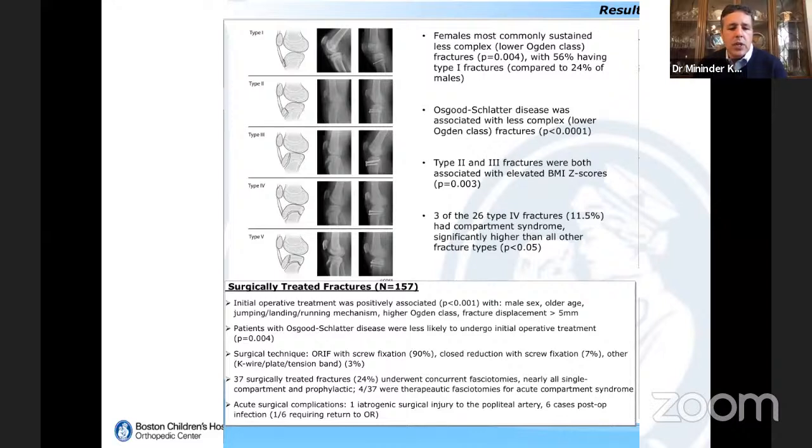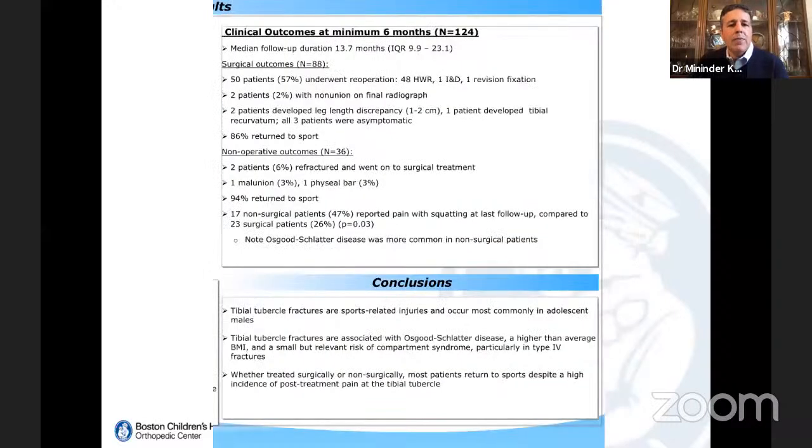A quarter of the patients underwent fasciotomies. Most of these were prophylactic and of the anterior compartment fascia. In terms of complications, there was one iatrogenic injury to the popliteal artery from a bicortical screw, and then six cases of infection, one requiring irrigation and debridement. At follow-up, minimum 6 months, we found that 57% of the patients underwent reoperation. Almost all of these cases were hardware removal, so screw removal. These screws tend not to be well tolerated in the apophysis.